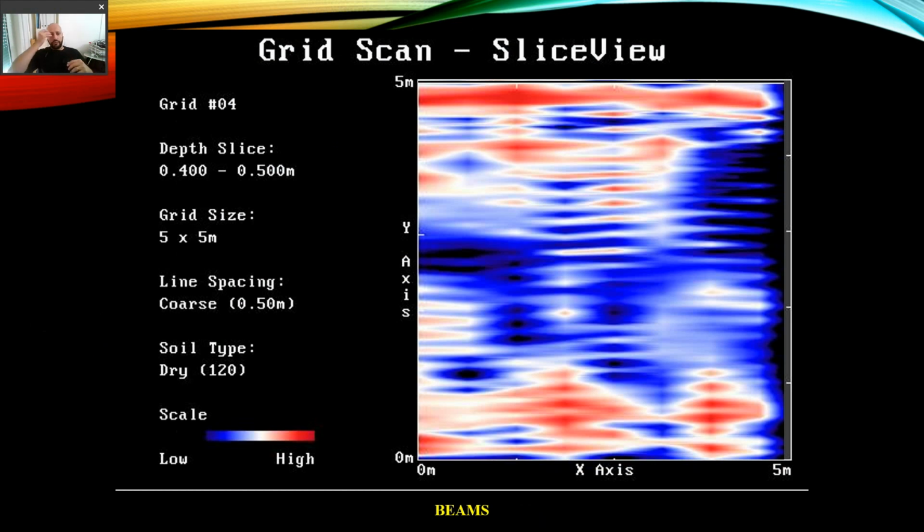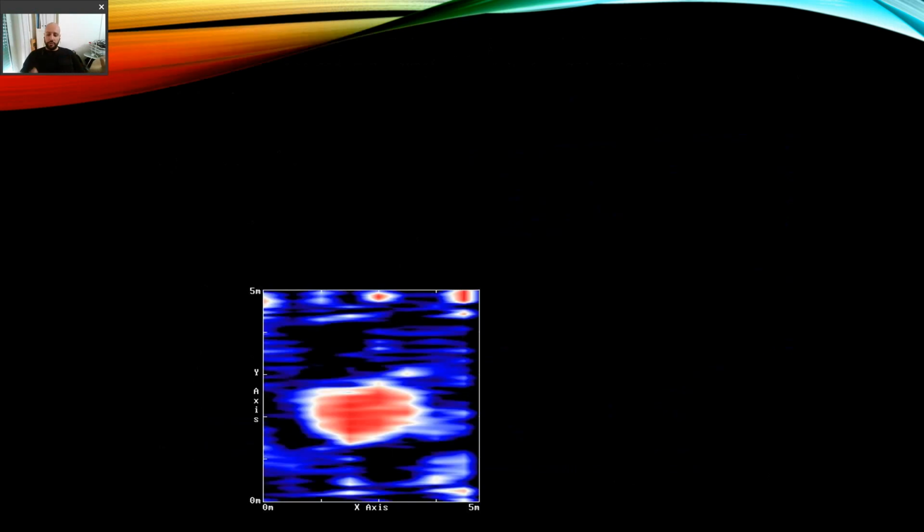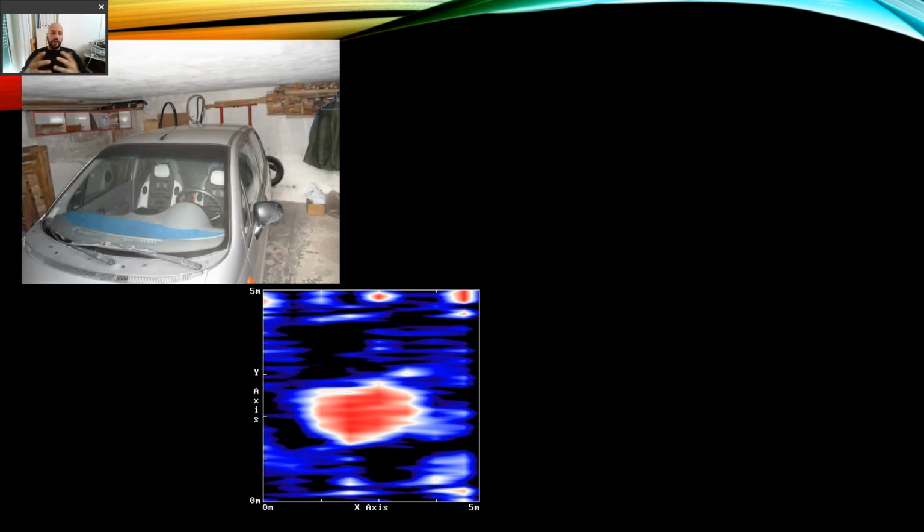First of all, this is a map of the beams with a depth slice. You can see here the slice view between 40 and 50 centimeters, so you can see very clearly the beams related to the interfaces between the pavement and the ceiling. And if you go deeper, 60, 70 centimeters, you can see this almost rectangular anomaly related to the big one that we have seen in the radargram. So what kind of target can create this anomaly? We found that it was created by a car inside this bunker.